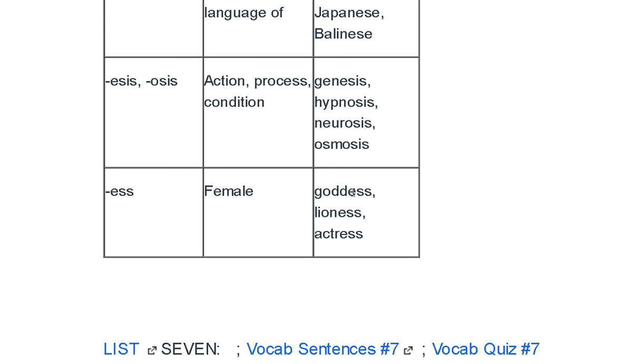Ess is a female. Goddess is a female god. Lioness, female lion. Actress, female actor, etc.